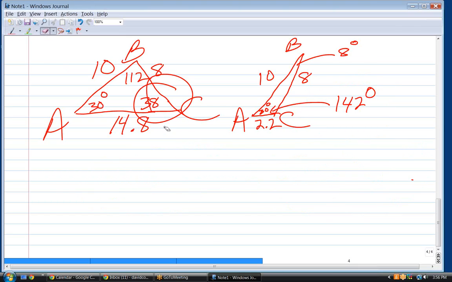And that's why, even when you're done here, it might look like this contradicts the law of sines, but it really doesn't, because the sine of 38 is the same as the sine of 142. All right. So that's a perfect case. That's the classic case of the ambiguous case of the law of sines.